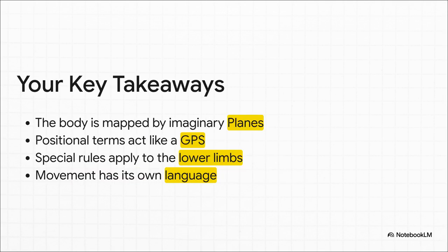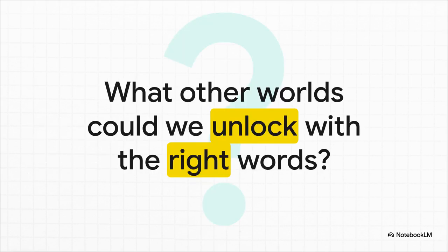So let's do a super quick recap. We've learned that the body is mapped out by those imaginary planes. We use all those positional terms like cranial and distal as a kind of GPS. We know there are some very special rules just for the lower limbs, and that even simple movements have their own specific language. Remember that crazy sentence from the beginning? A superficial laceration on the caudal aspect of the right forelimb, distal to the carpus? Well, now you know exactly what that means. A shallow cut on the back of the right front leg, just below the wrist. See? It's a language of precision, and it's all about keeping our animals safe. And now, it's a language you can speak too.